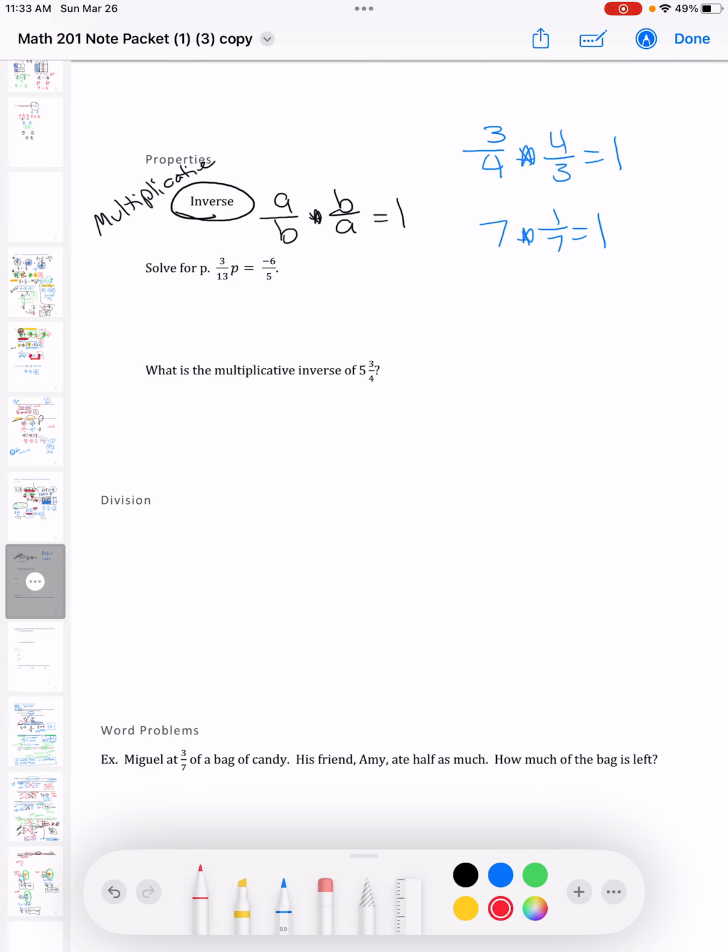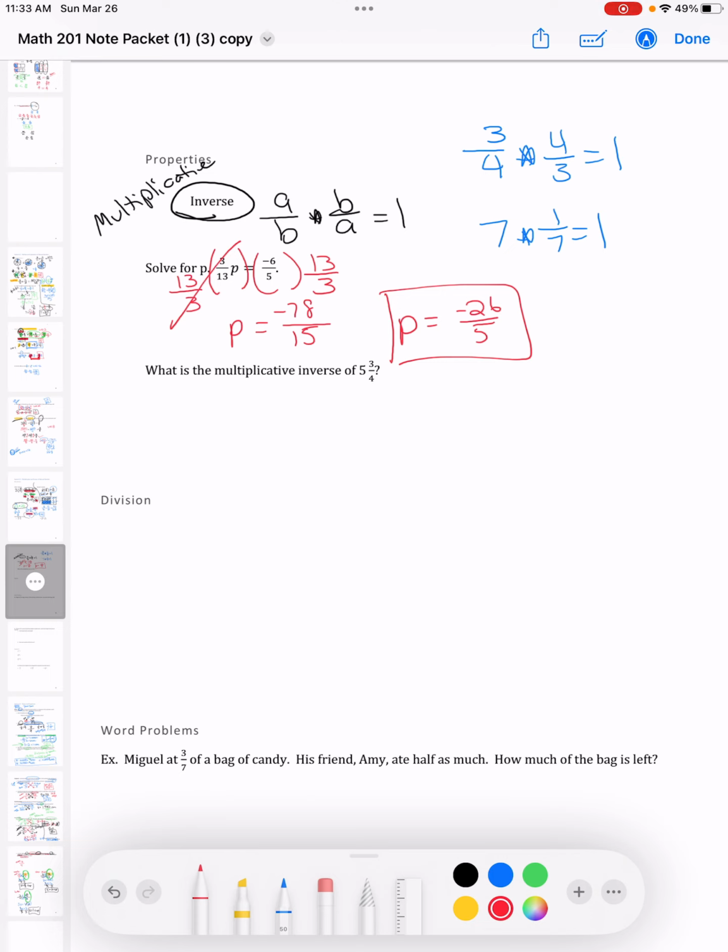So here we've got that 3/13 out front of the p. If I need to get that variable by itself, I'm going to multiply by the inverse. So that's 13/3. These fractions are going to cancel out, and I'm going to multiply this out. Let's see, -6 times 13 is -78, and 5 times 3 is 15. And of course, I want to reduce those down, so my final answer is going to be -26/5.